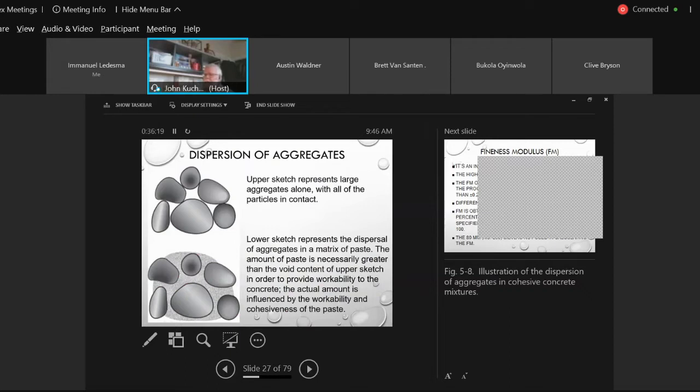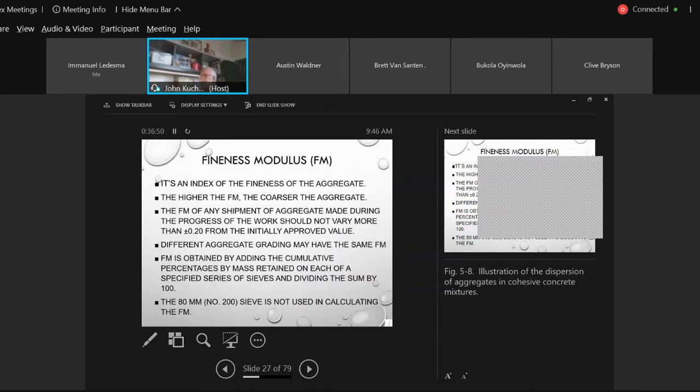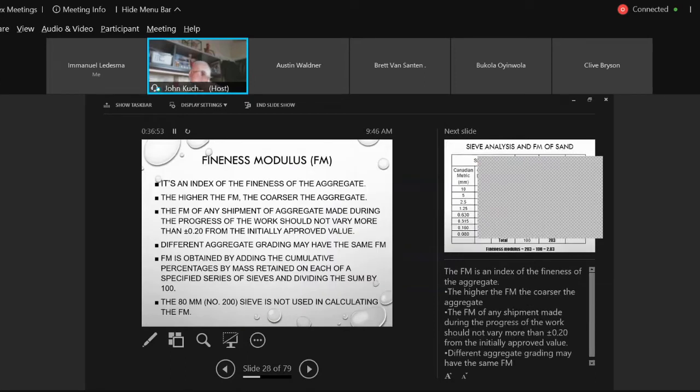If you don't have a certain amount of void, you're going to have a problem with that concrete. Maybe you're going to pour a concrete column. You're going to vibrate it as you're going up the column, but there's nothing to finish other than the finish when you strip the forms off. You want to make sure you don't have voids, you don't have any bug holes. So the actual amount is influenced by the workability and the cohesiveness of the paste. Stick them together.